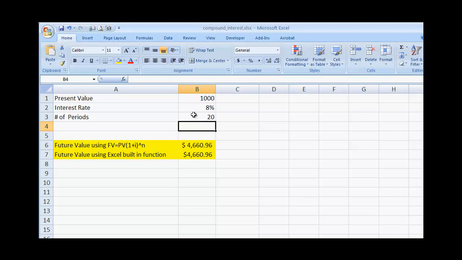And you can play with this formula a little bit in your own specific situation and use Excel with this formula, or even just use the built-in function to kind of figure out what the compound interest in your own particular situation is, whether it be for saving or investing.